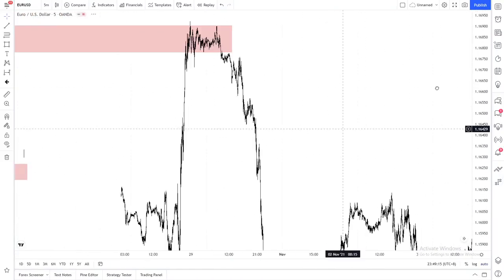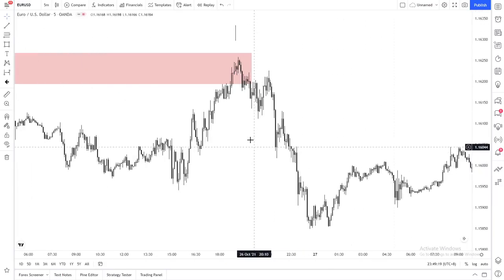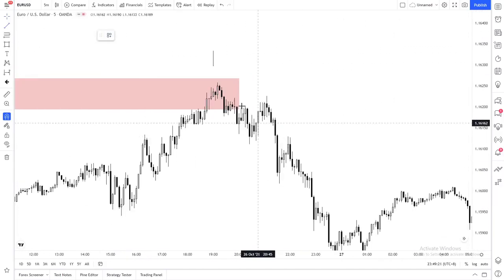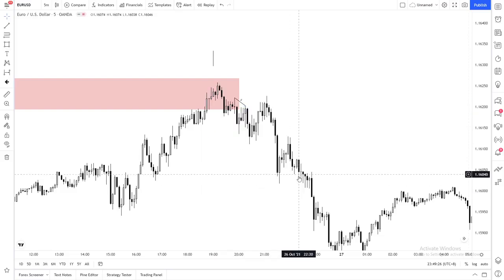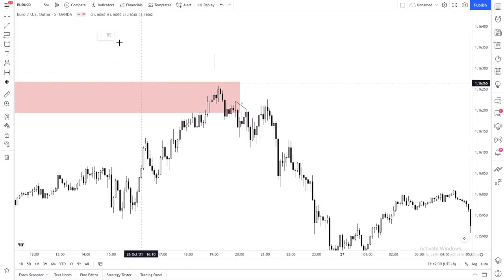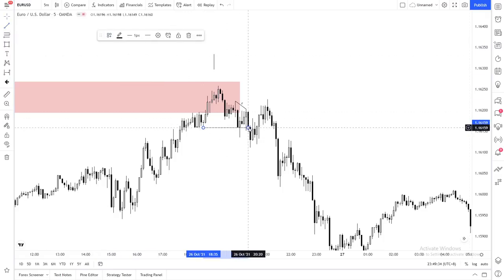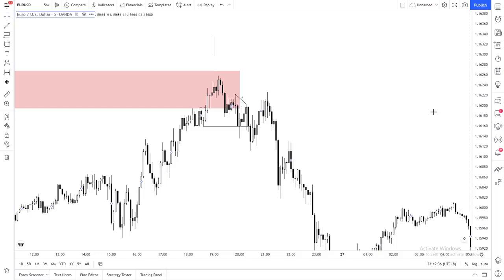Euro USD can be a beauty, man. Actually, you know what? Any pair can be. It's just that I'm very fond of trading this with smart money. It's a fantastic thing. Right, you can see how price comes back later on. Sensational price action. That was where the 5-minute break was, at least.